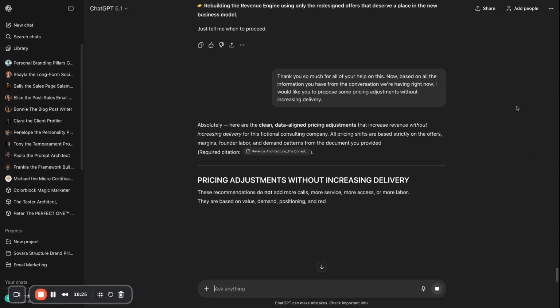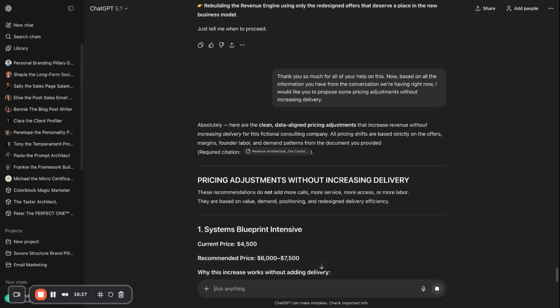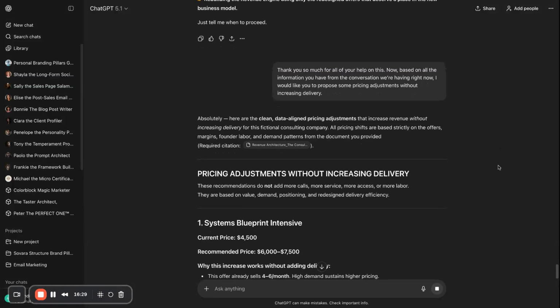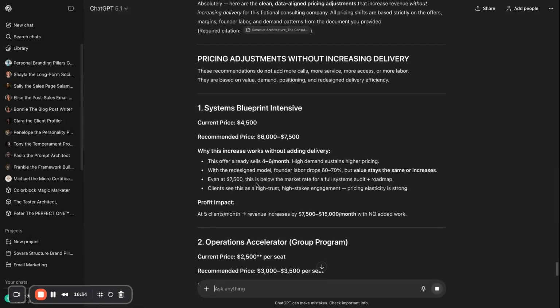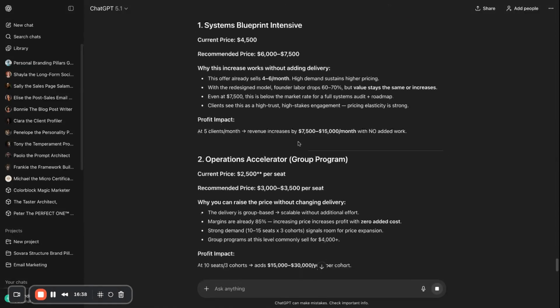Based on all the information that you have from the conversation we're having right now, I would like you to propose some pricing adjustments without increasing the delivery. So now it's giving us ideas on how we can adjust our pricing.